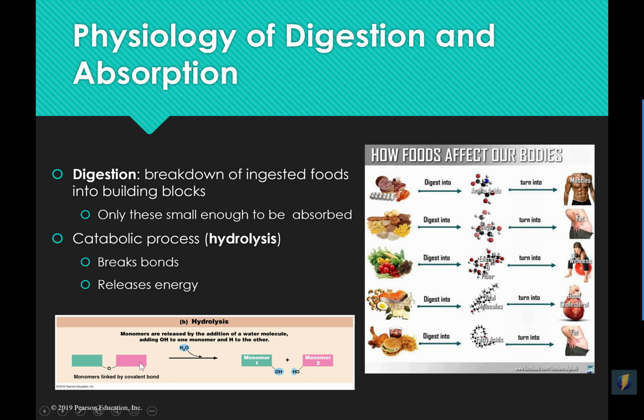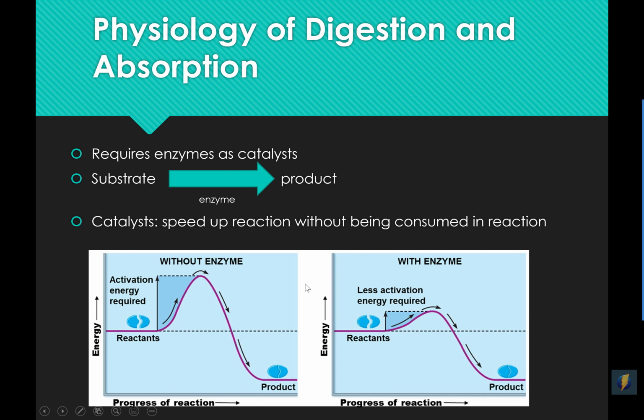So here you can see our foodstuffs. We add a little bit of water and we break it into those building blocks. This does require enzymes, otherwise this process would happen far too slowly, essentially just not at a rate fast enough to sustain life. Catalysts are enzymes. They help lower the activation energy without being consumed themselves. So we're able to get from reactant to product much more quickly, and the enzyme can do it over and over and over again.